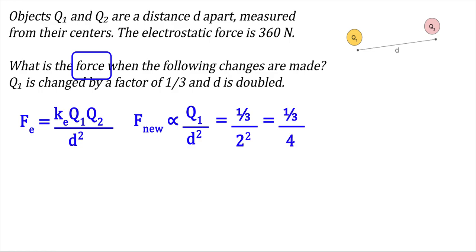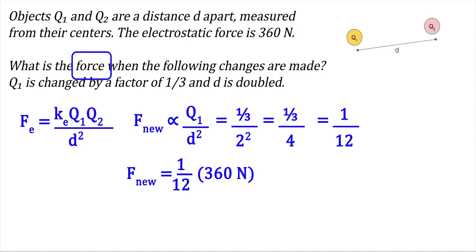All right, might want to take an in-between step to change that 2 squared to a 4. And then 1/3 divided by 4 would be 1/12. And again, we'll take this 1/12 and we'll multiply it by the original value of force to find the new value of force, which is going to be much smaller, only 1/12 of the original value. It comes out to be 30 newtons.